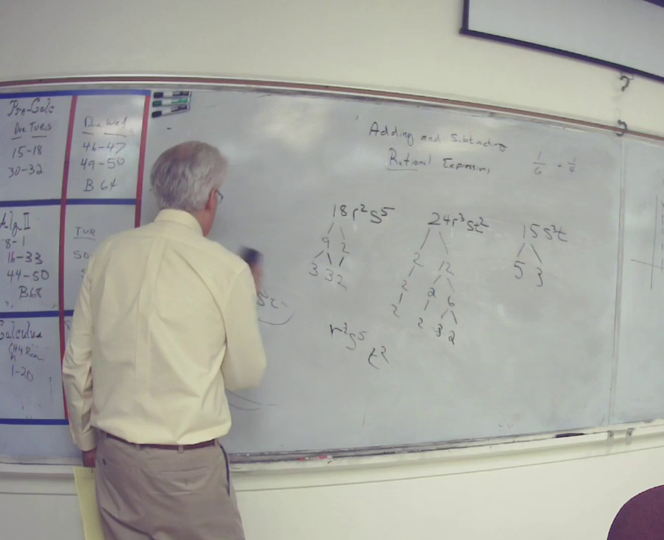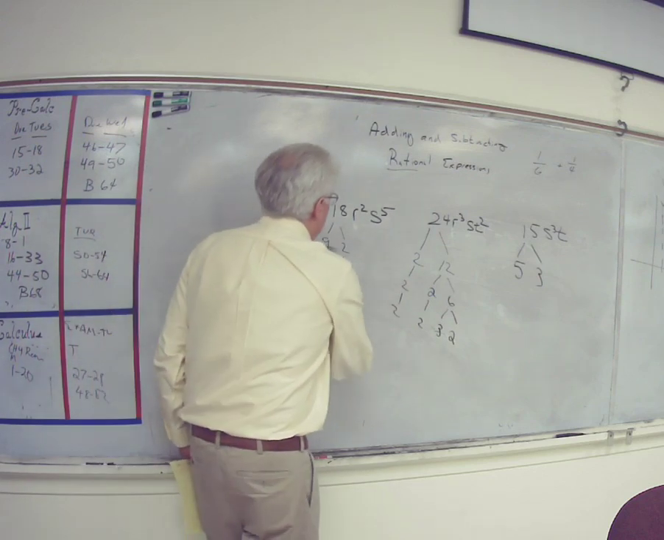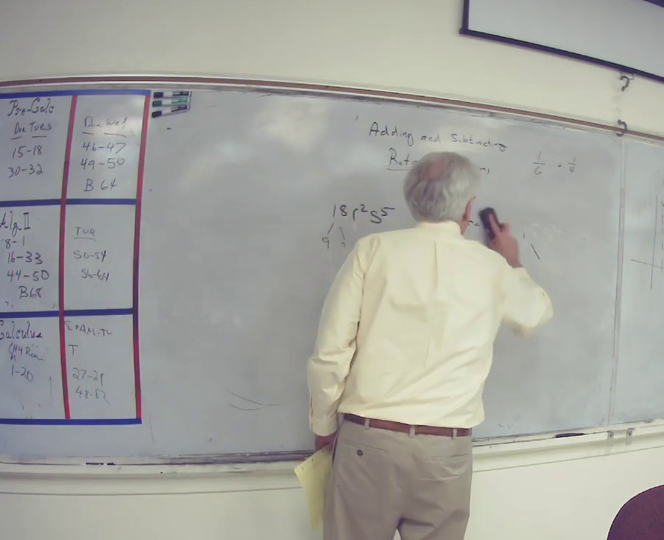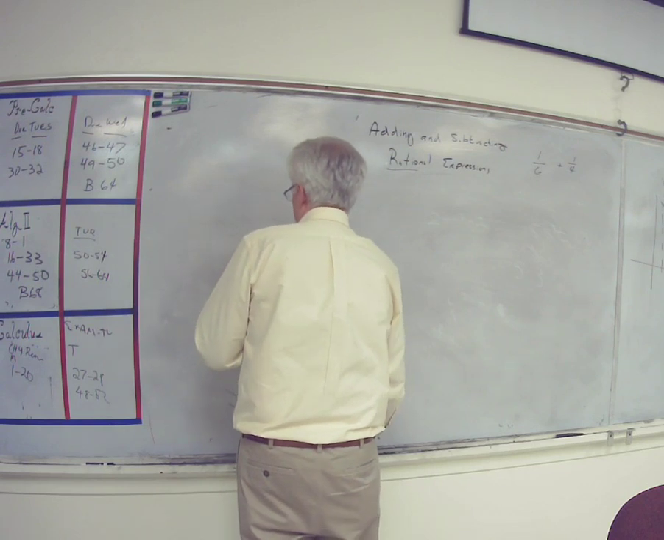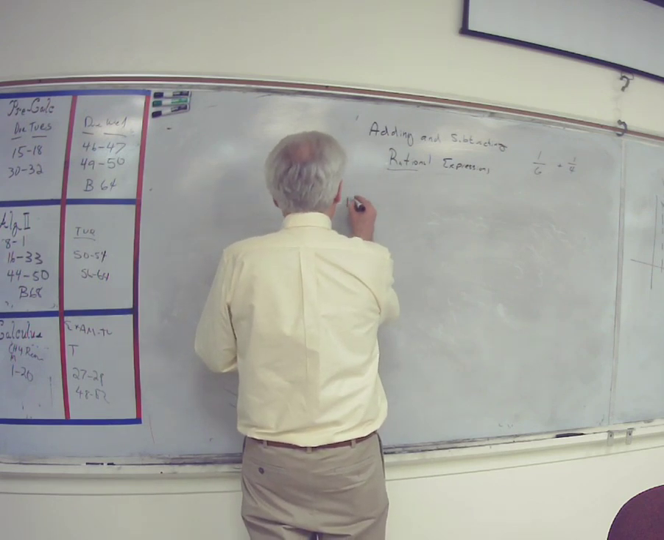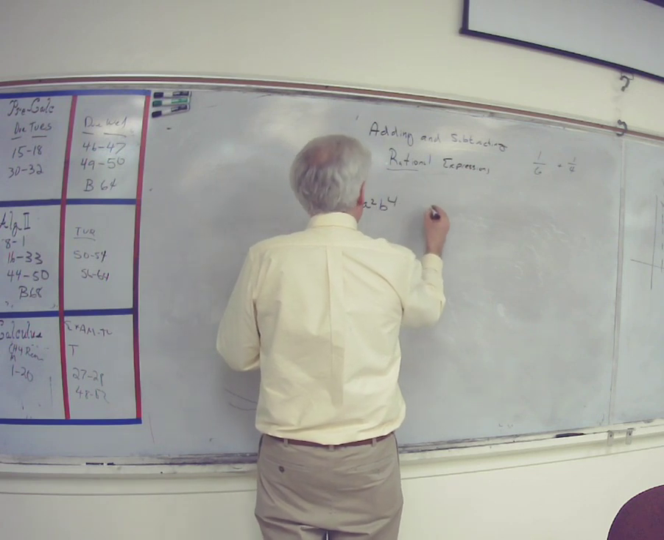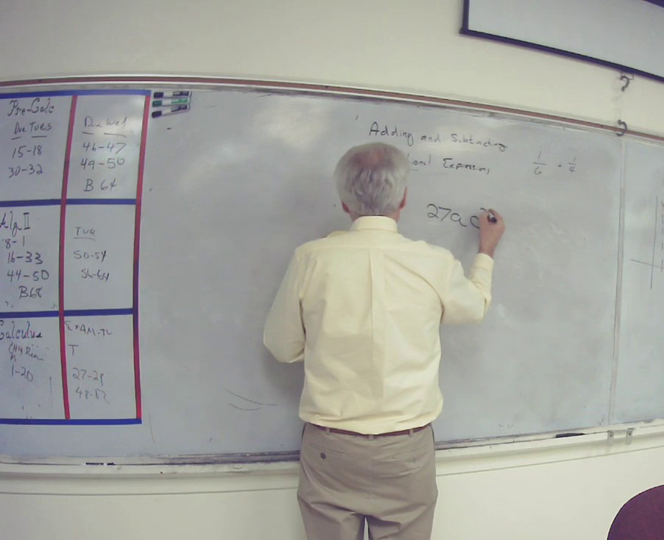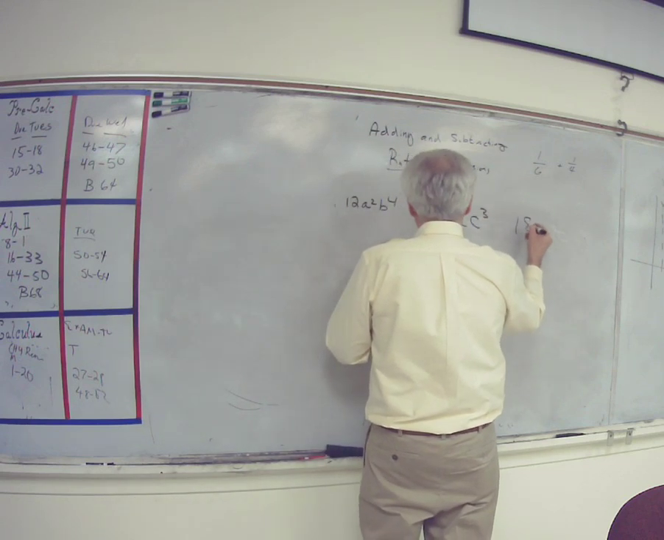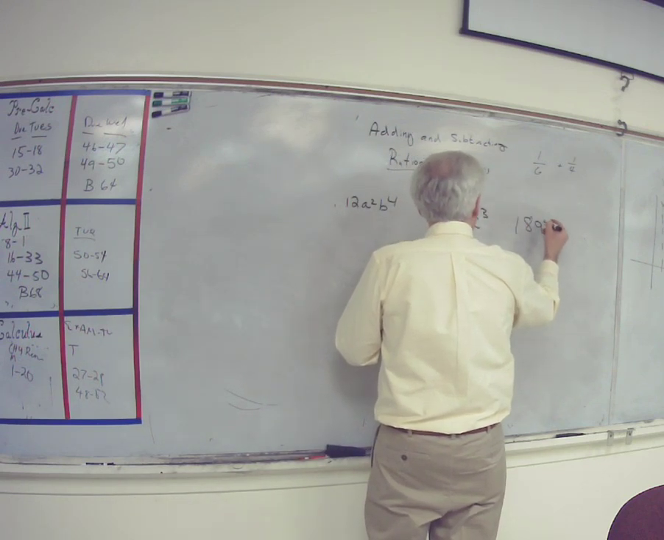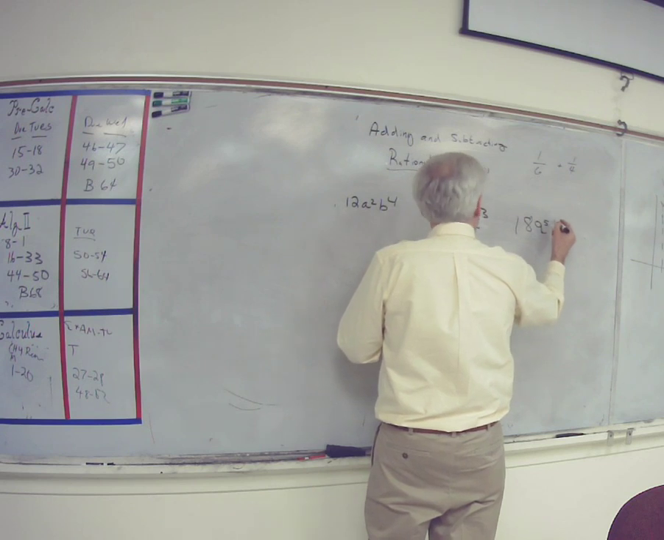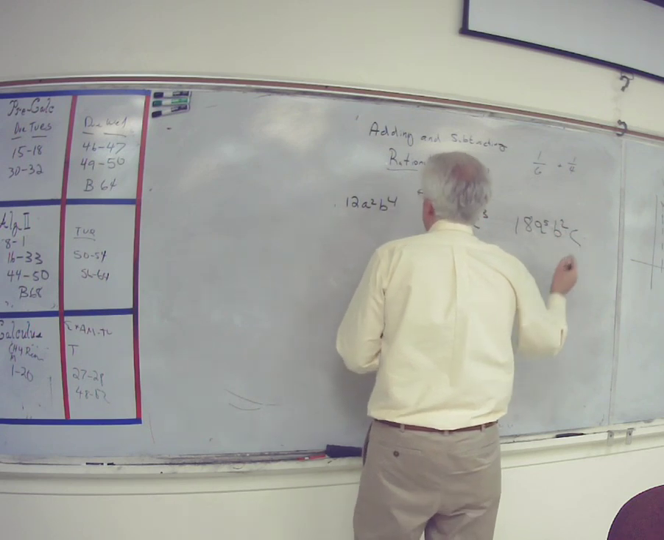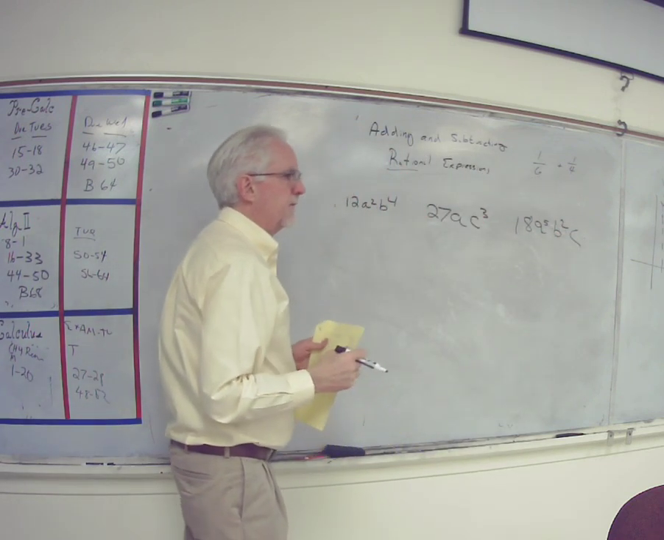All right, let's do another one with 3. Okay, let's do 12a squared b to the 4th, 27ac cubed, and 18a to the 5th b squared c. What do we want to deal with first, Mario?